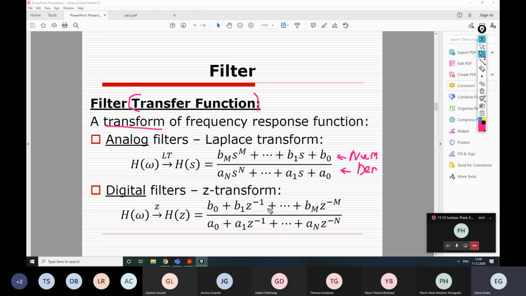And it's the same for digital filters. The only thing that is different is this variable: it's the Laplace transform operator and the Z transform operator. And well, most often the task of filter design is reduced to finding these coefficients. So we have these coefficients, then we have a filter with desired properties.